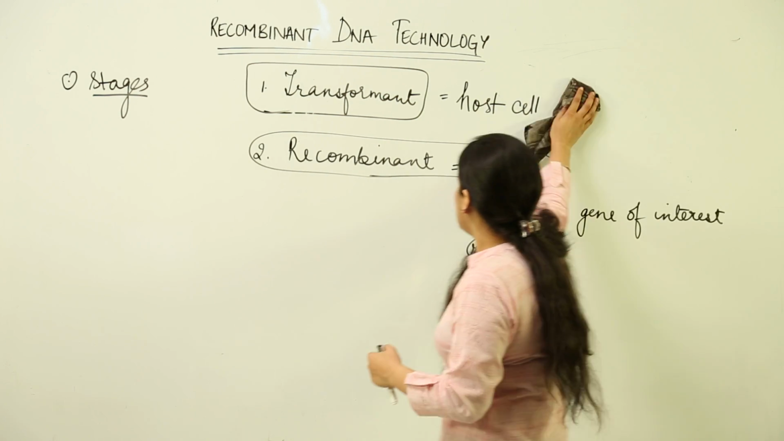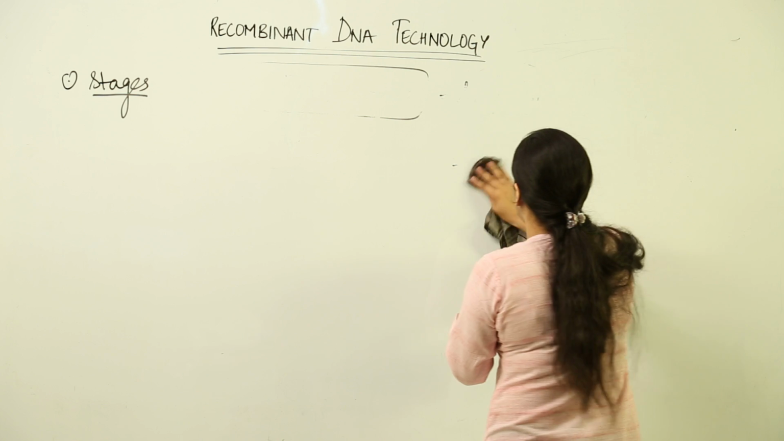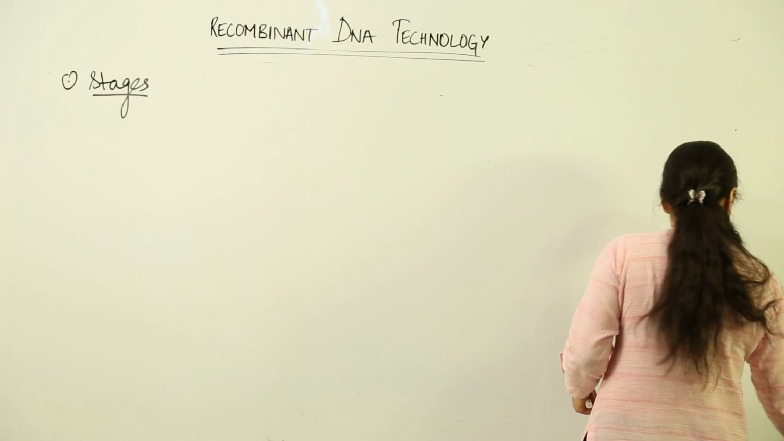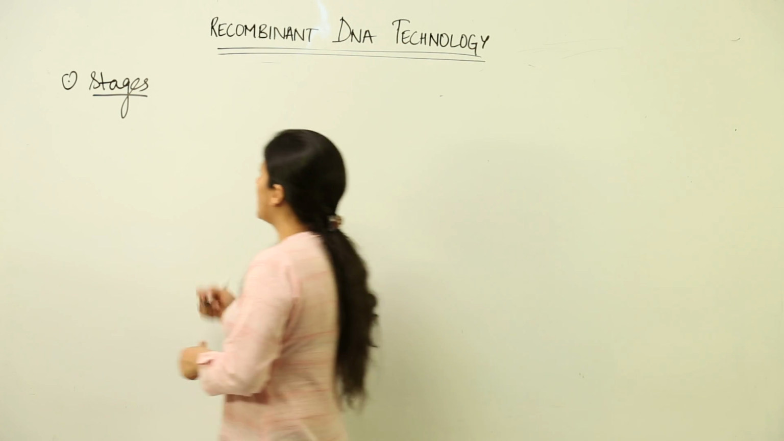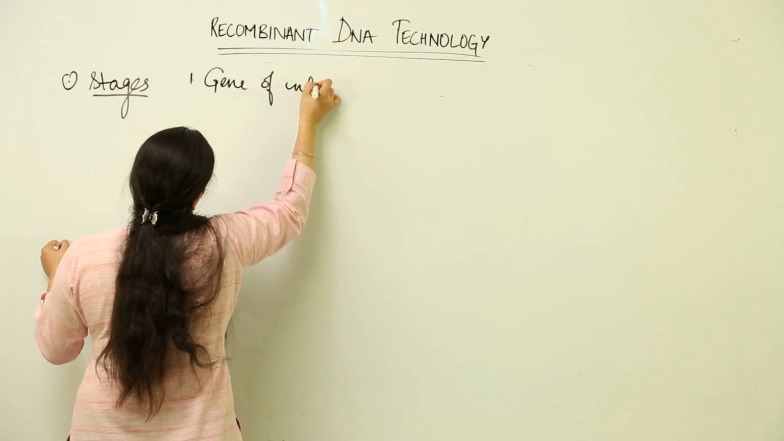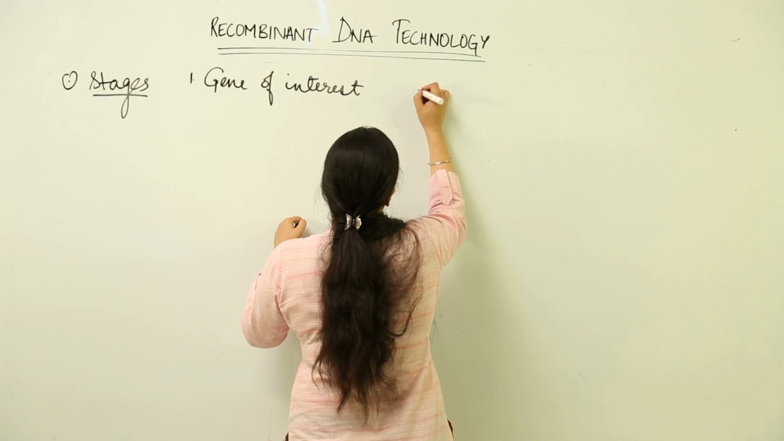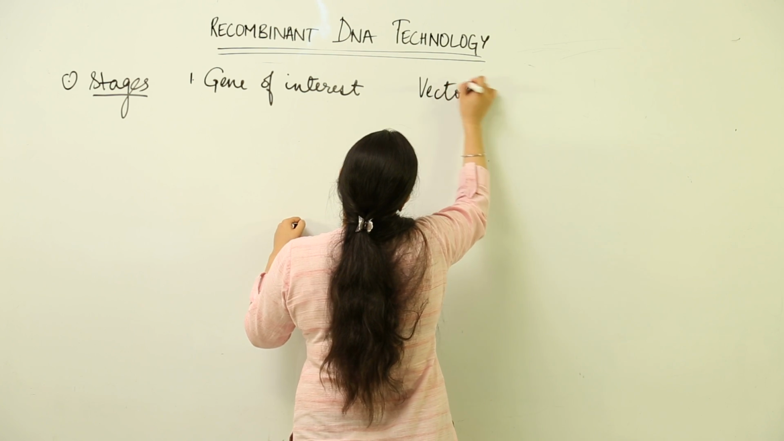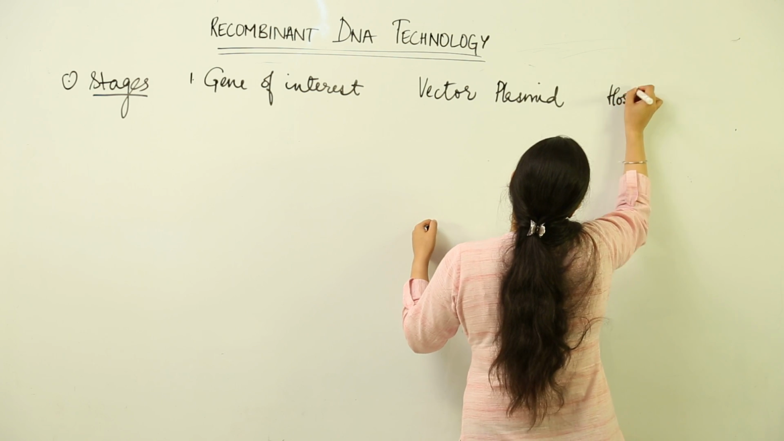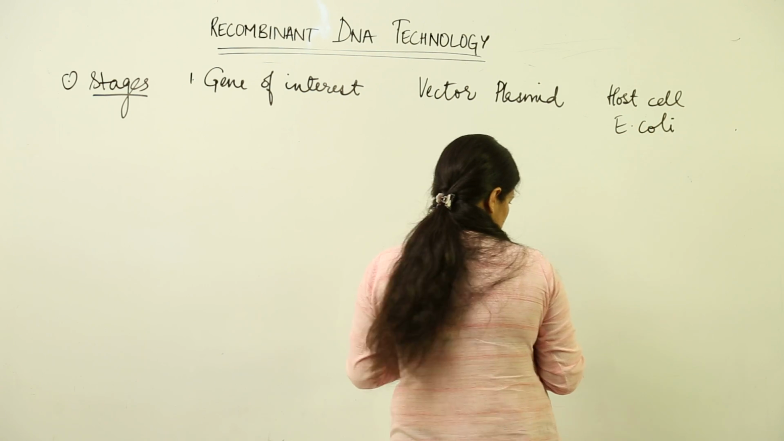Now step by step we will see that first of all we need an alien DNA. First thing is that you need a gene of interest that would be taken from some genome. You need a vector that would be a plasmid, and you need a host cell, which in this case is E. coli. One by one we will see what we are talking about.